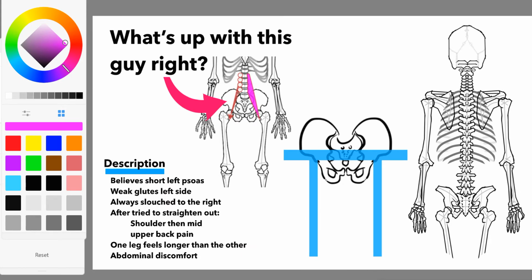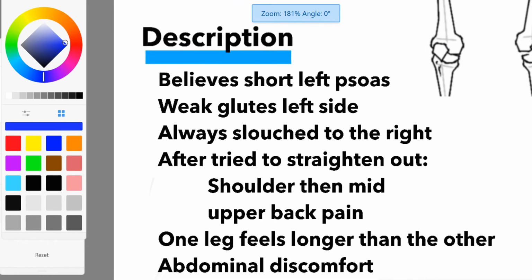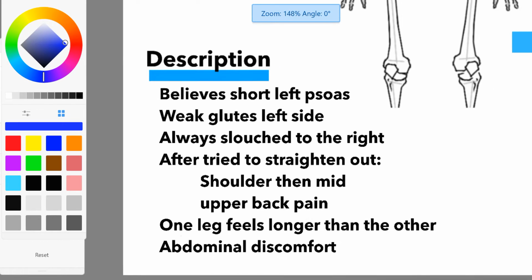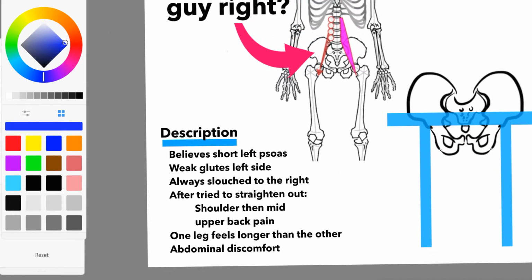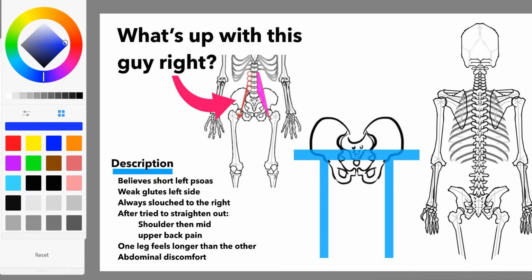And he had some specific considerations that I want to point out. I'm going to try and keep it as general as I can to explain as many things as possible, but understand that it is the psoas and a few specific things. So he believed he had a short left psoas, weak glutes on left side, slouched, tried to correct it, which caused some upper back pain, and then there's some leg length and abdominal discomfort. And believe it or not, it's very reasonable that a muscle can cause some of this stuff just based on attachments, not all of it.